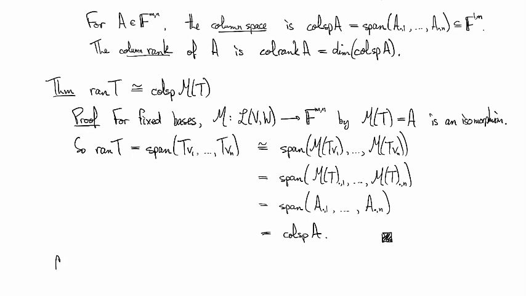And so now as a corollary to this, we have the proposition that the book calls 3.117, and that is that if you take the dimension on both sides, then on the left you get the rank of T, and on the right you get the column rank of M(T).